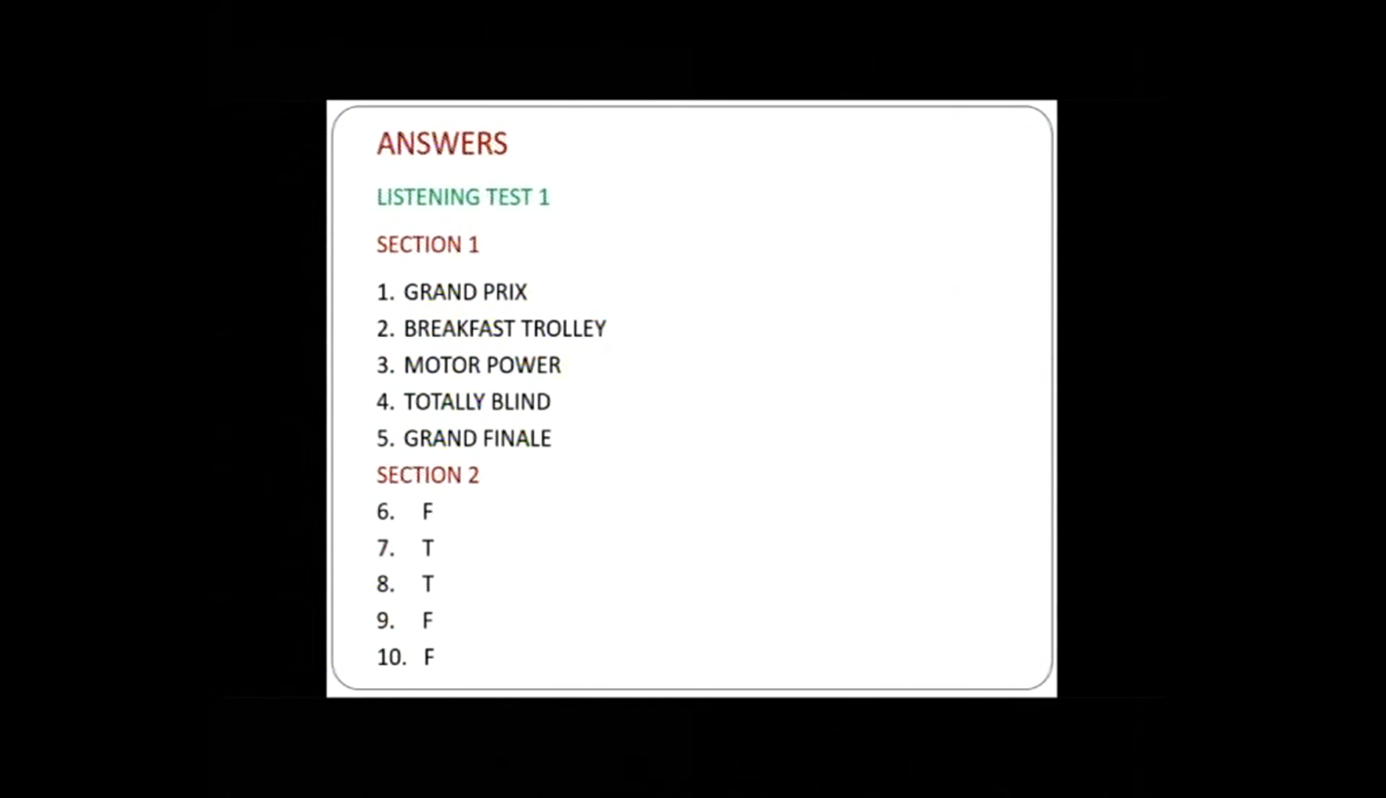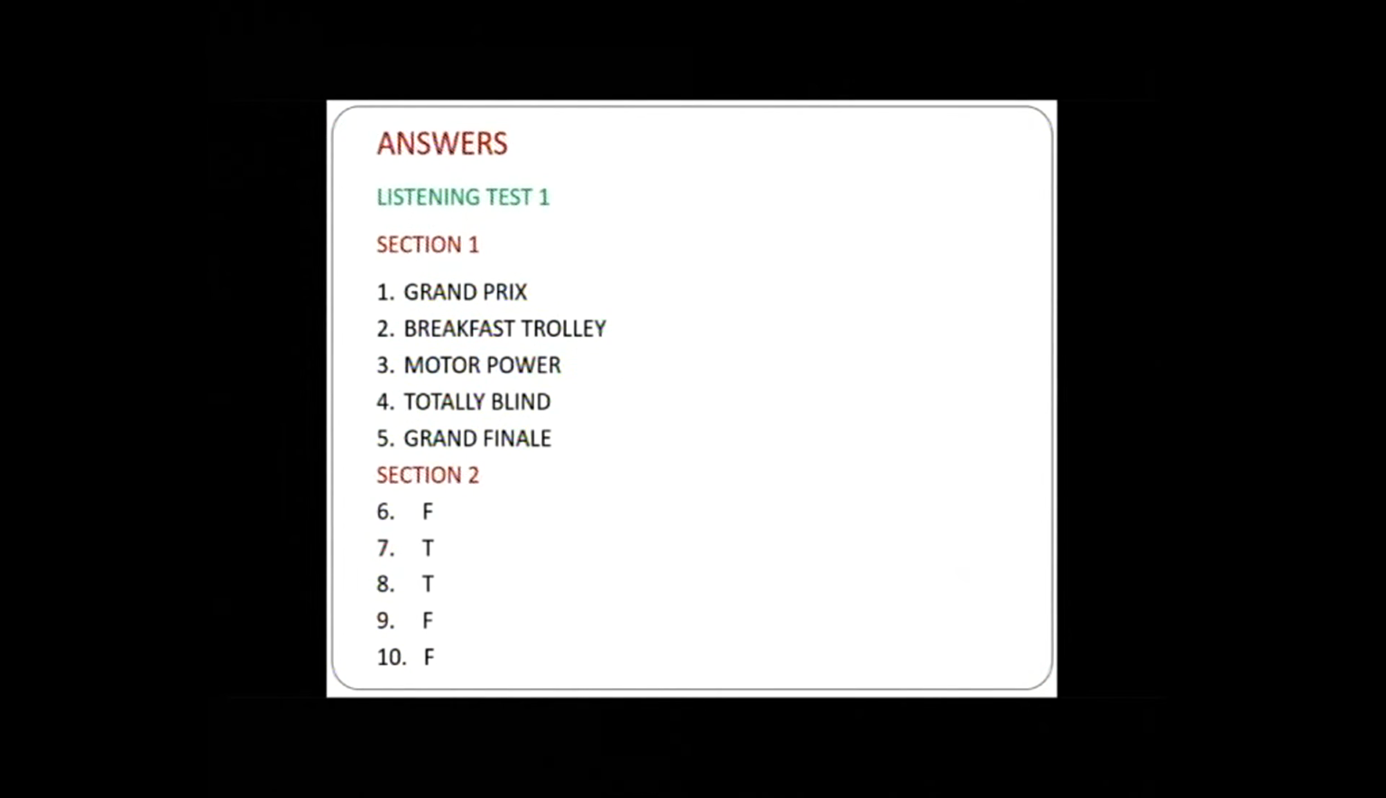5, grand finale. In section 2, the instruction was write T for true and F for false. So we are supposed to write T and F only. So 6th was F, false. 7th was T for true. 8th was T for true. 9th was F for false. And 10th was F for false.